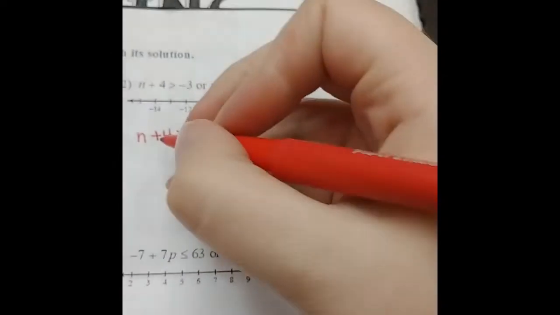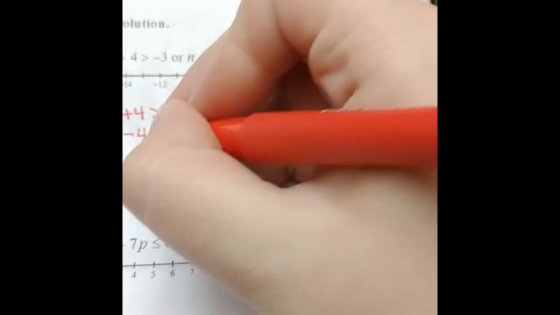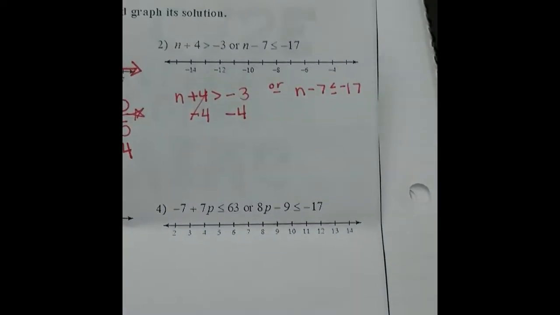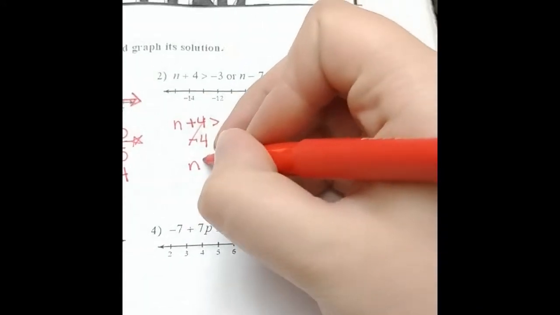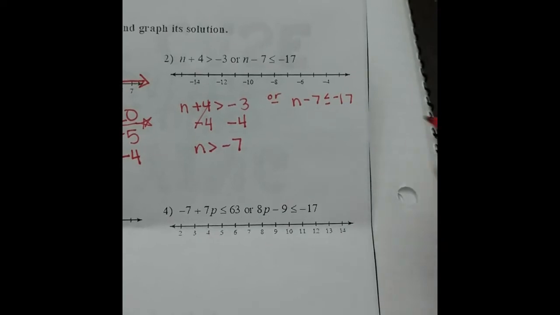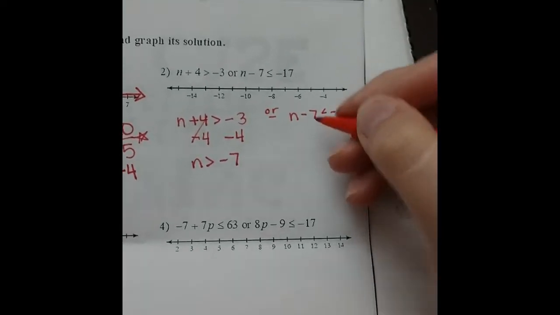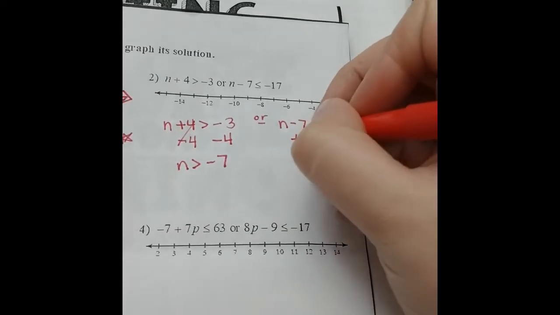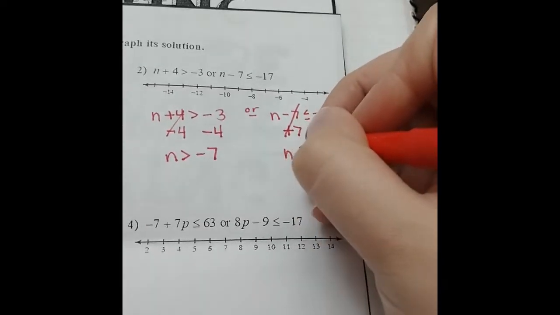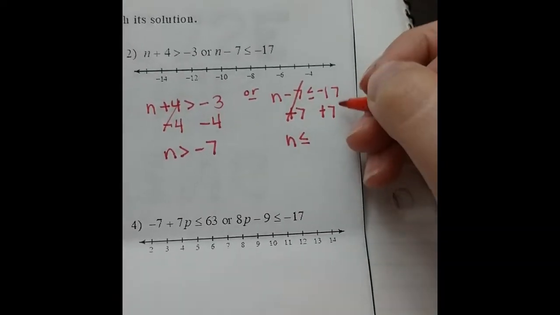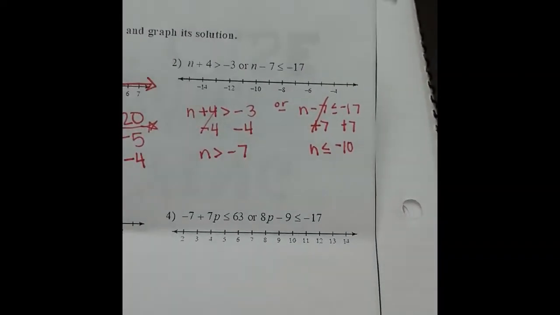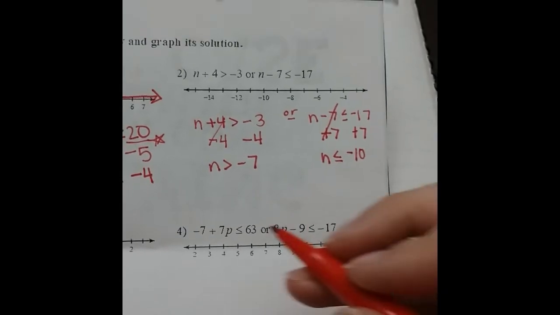So, to get n by itself here, we just got to subtract by 4. Nothing more than that. So, -3 minus 4 is a -7. And then for this one over here, we just need to add 7. N is less than or equal to, well, -17 plus 7 is -10. Now we just got to graph it.